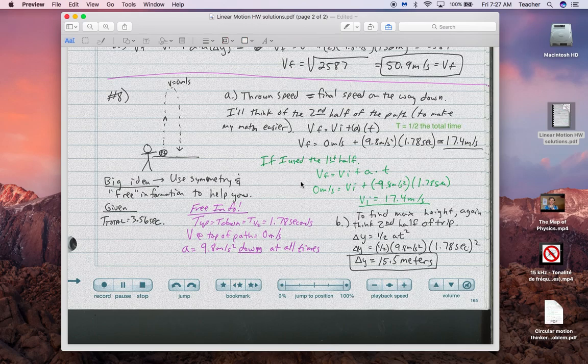Okay, and I got that 17.4 meters per second. To find the maximum height, I can think about just falling, accelerating for that amount of time downwards. And that gives me 15.5 meters.